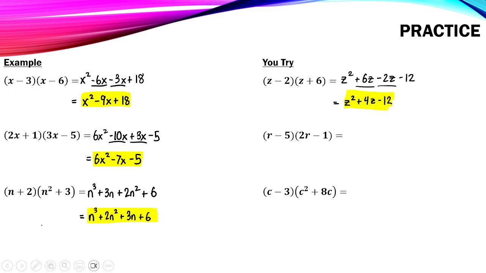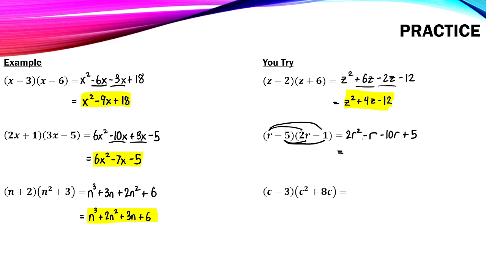Second one, I'm going to show the other way, like distributing the first and second term, because some of us might like it that way. So I'm going to take the r, distribute that to the 2r and to the negative 1. So r times 2r gives me 2r squared. And I'm going to do r times negative 1 gives me negative r. And now I'm going to take the second term, the negative 5, and do that again, right? Negative 5 times 2r gives me negative 10r. And then negative 5 times negative 1 gives me positive 5.